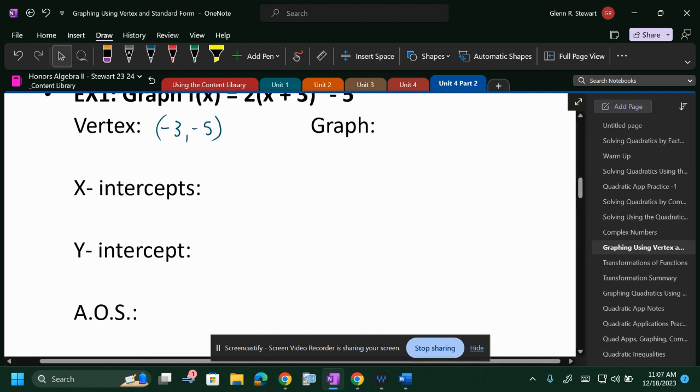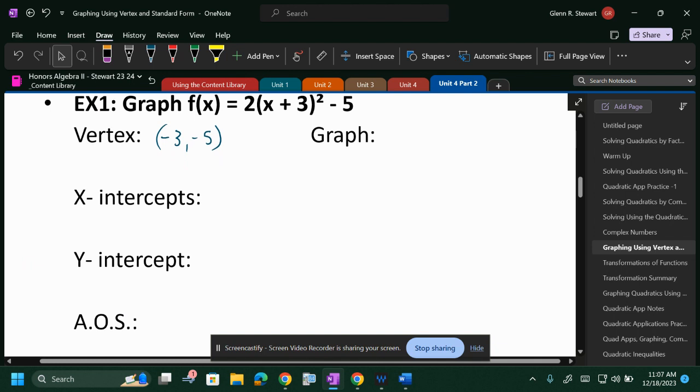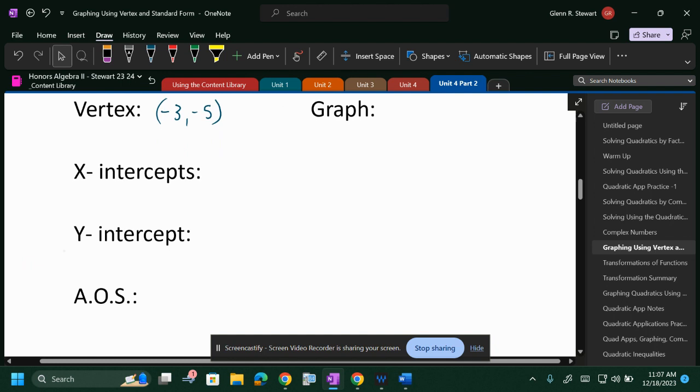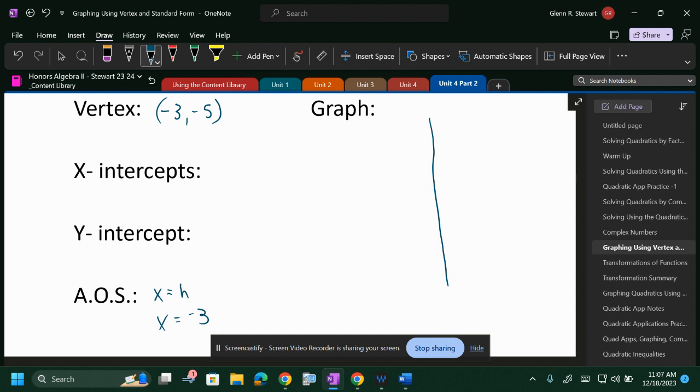Then from there, we want to find our axis of symmetry. I know x and y intercepts, we'll get to those in a minute. For right now, axis of symmetry. Axis of symmetry is always x is equal to the h value. So in this case, x is equal to -3. What that does is if I'm graphing, so 1, 2, 3, 1, 2, 3, 4, 5.